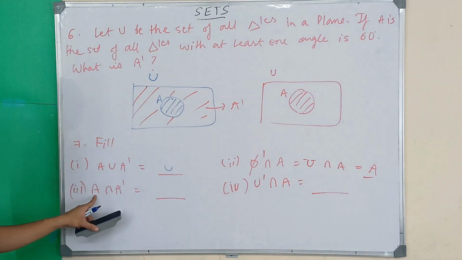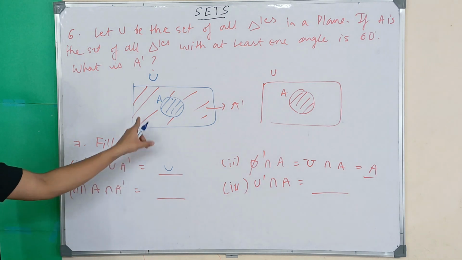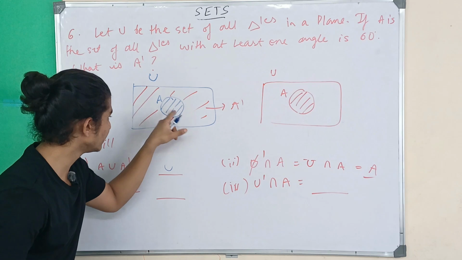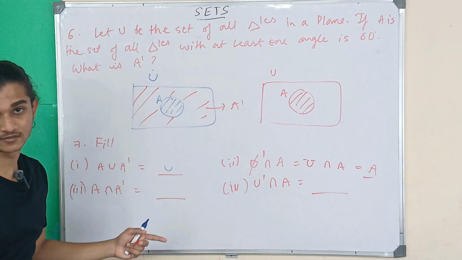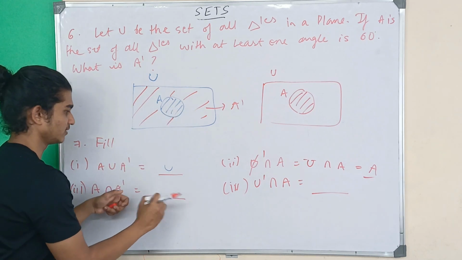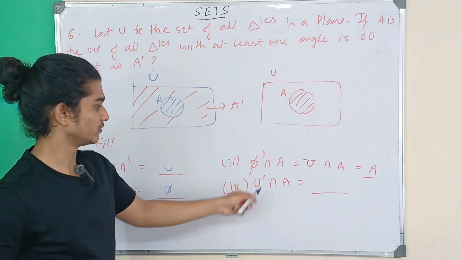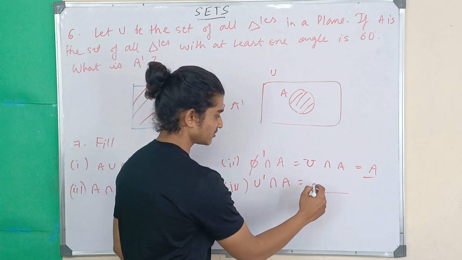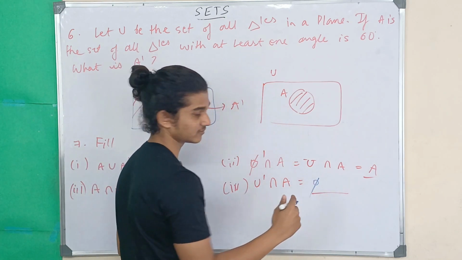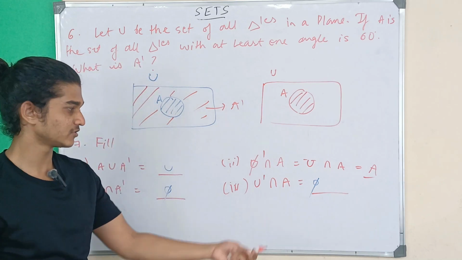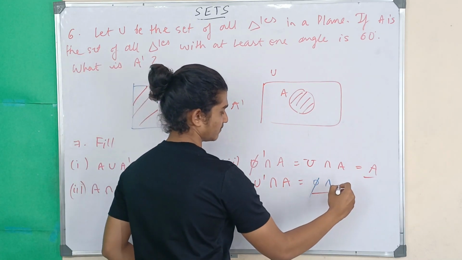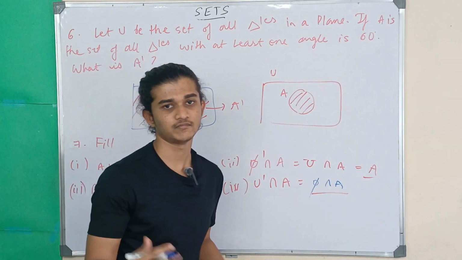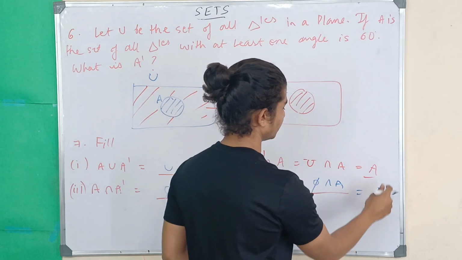Next one, A intersection A complement. This is your A complement and this is your A. What is common between the red and blue regions? Nothing. There is nothing common. So the answer is the empty set. Next, universal set complement intersection A. The universal set complement is emptiness, as I told you, fullness's opposite is emptiness. So empty set intersection A. What is common between the empty set and A? The empty set itself. So the answer for this is the empty set.